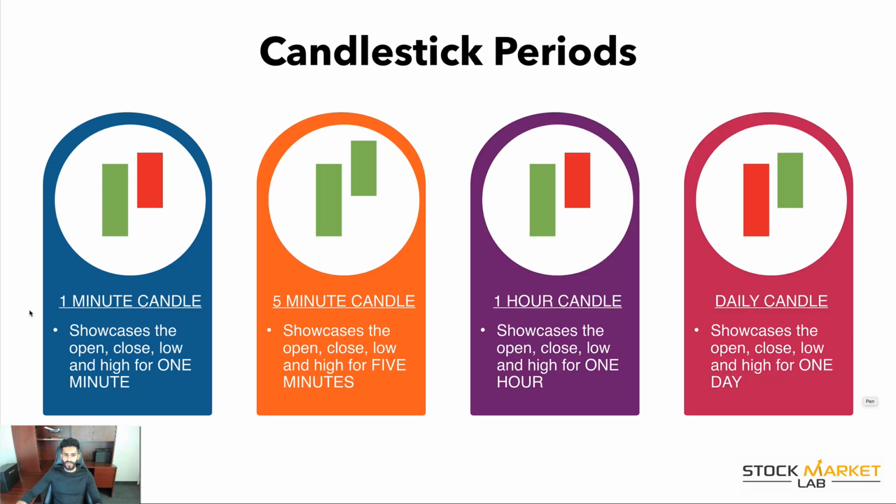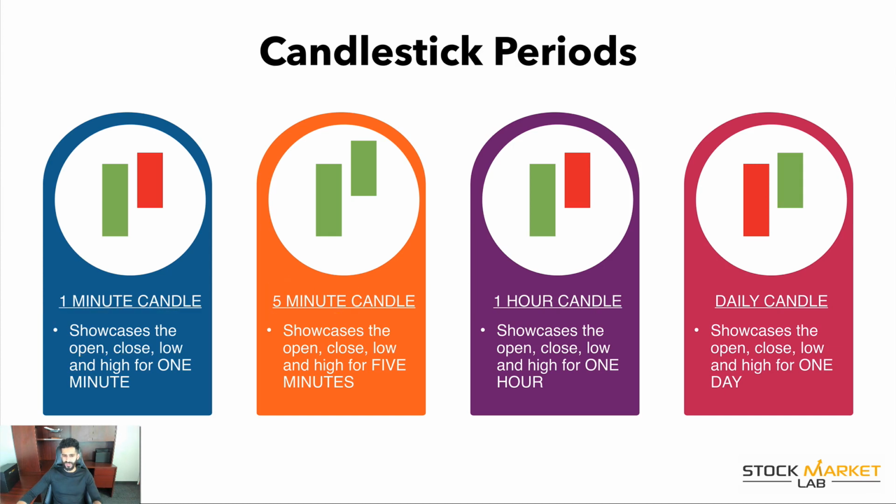So let's say I look at a 1-minute candle. If I look at a 1-minute candle, it's showcasing me the open, the close, the low, and the high for 1 minute. A 5-minute is going to do the same thing. Open, close, low, and high for 5 minutes. A 1 hour is going to show me the open, close, low, high for 1 hour. And then a daily will show me the open, close, low, and high for 1 day. Obviously, I can select whatever time period I want on a candlestick chart. And that will show me information for that exact period.